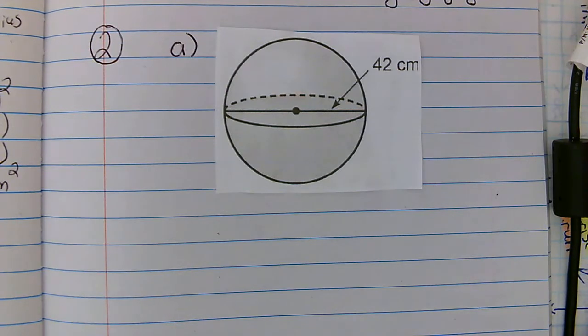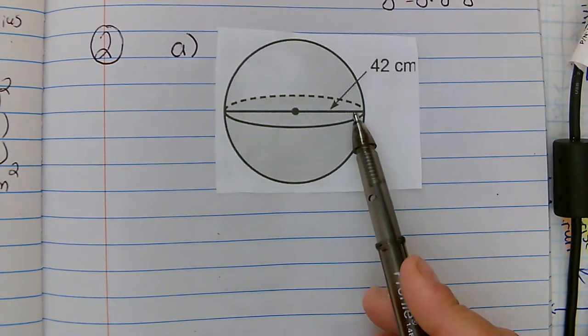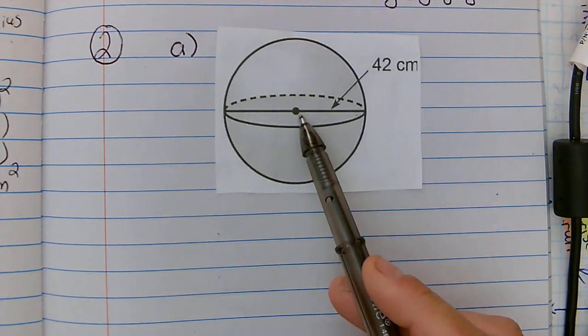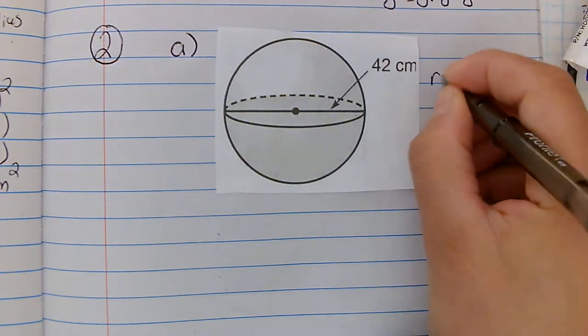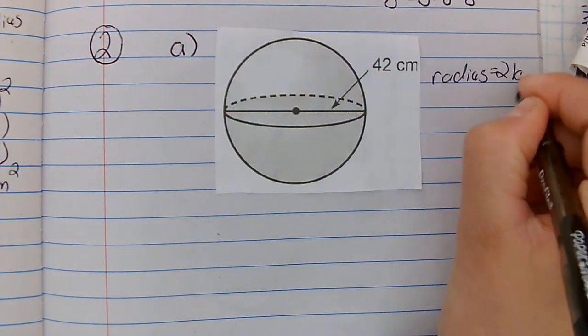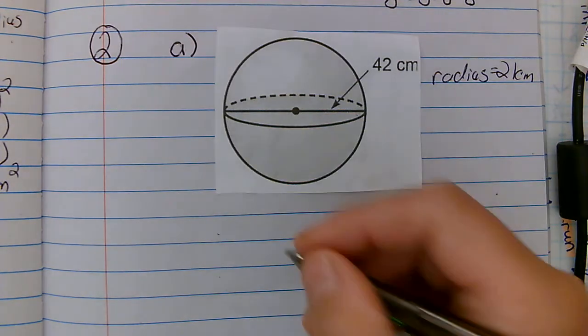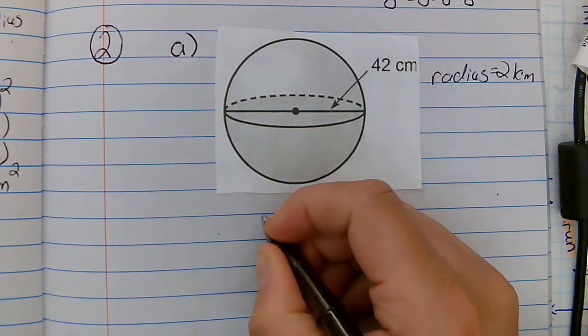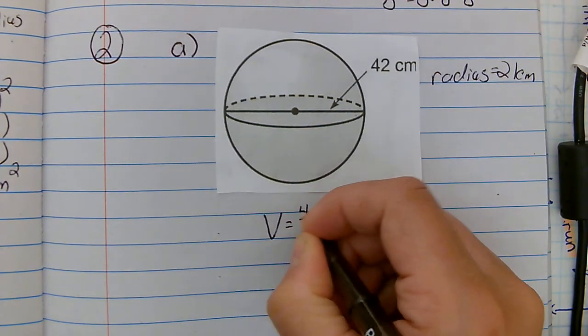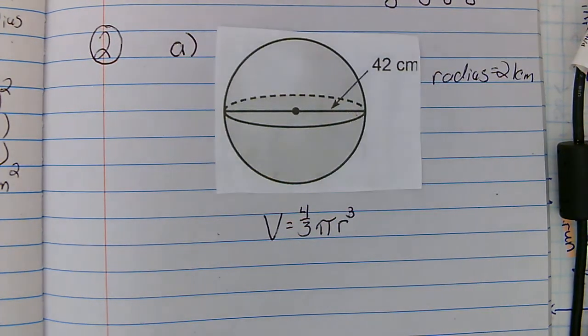So you'll notice the measurement they give me here goes from one side through the center and to the other. So this is my diameter, which means that my radius is going to be half of that. So it's 21 centimeters. All right, let's go ahead and get started. I'm going to rewrite my formula. Volume equals 4/3 pi r cubed.